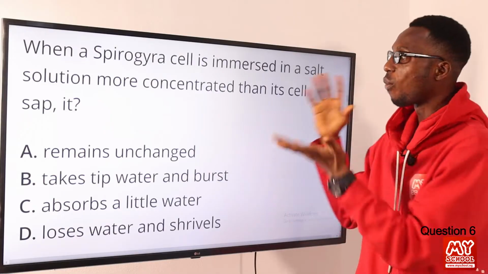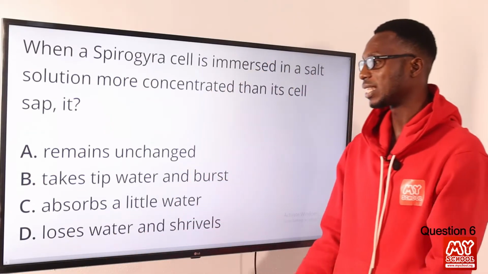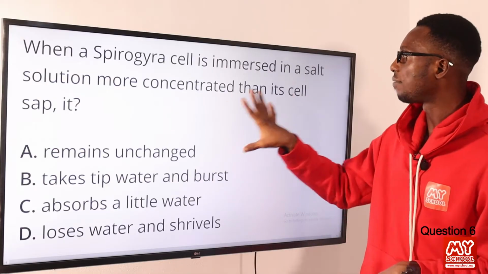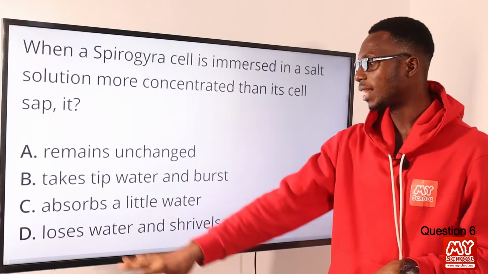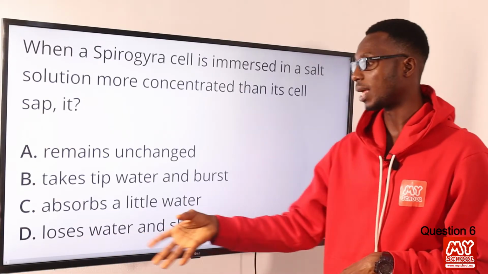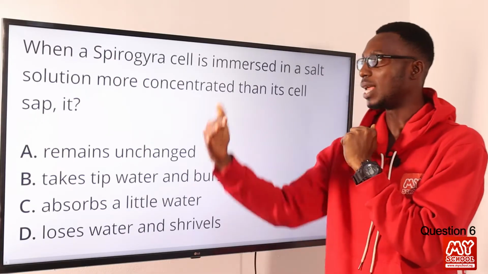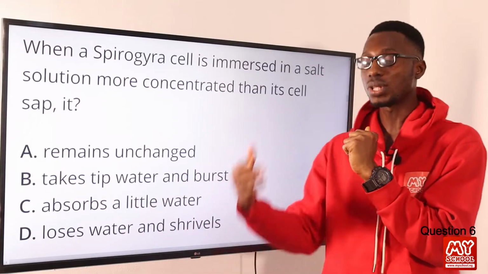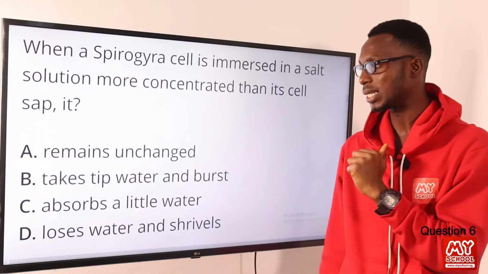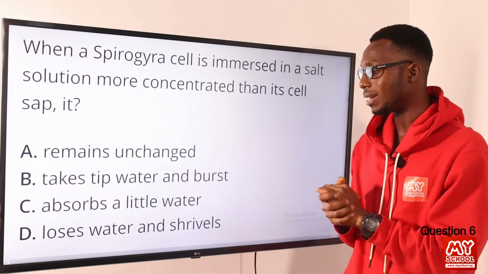So what will happen? Water will move from the cell sap to the environment. So the cell loses water and shrivels. Shrivels means it wrinkles, as water is coming out. So the environment is hypertonic, so water will move from the cell to the environment. That is exosmosis. So the correct option here is option D. It loses water and shrivels.